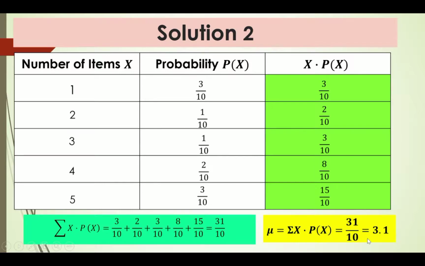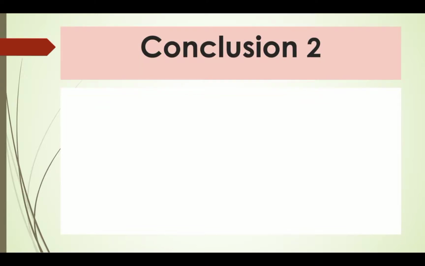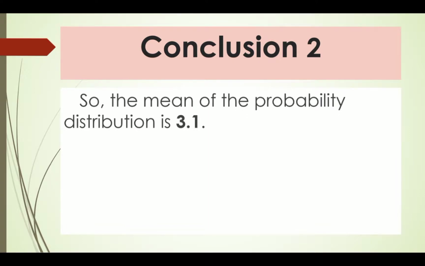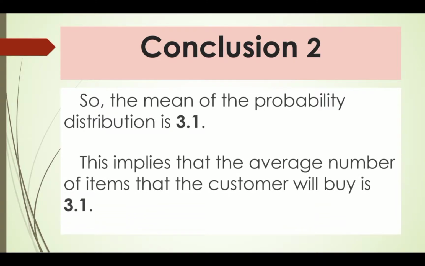So the mean is 3.1. Our conclusion in our second example is that the mean of the probability distribution is 3.1. This implies that the average number of items that the customer will buy is 3.1.